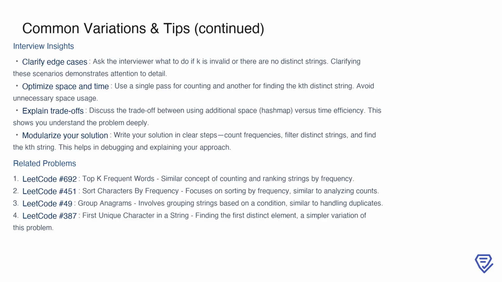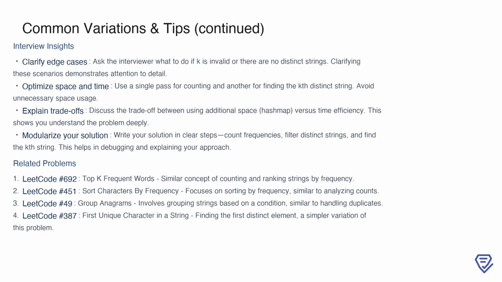Be prepared to explain trade-offs as well. For example, you can discuss the balance between using extra space, like a hash map, and achieving better time efficiency. This demonstrates a deeper understanding of the problem. Modularizing your solution is another key tip. Break your approach into clear steps: count frequencies, filter distinct strings, and finally locate the kth string. This not only makes your code easier to debug but also helps you communicate your thought process more effectively.